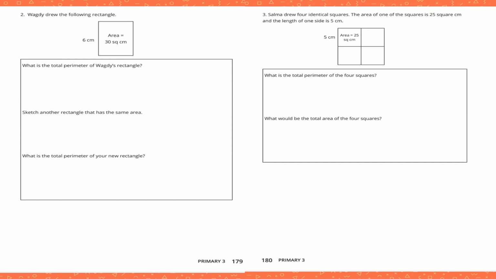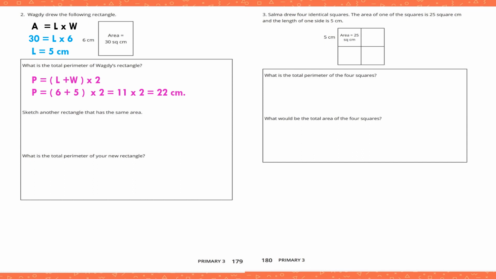Wagdi drew the following rectangle of area 30 square centimeters and width 6 centimeters. So to find the length, we will divide 30 by 6. So it will be 5 centimeters. So what is the total perimeter of this rectangle? Perimeter will be length plus width all times 2. So 5 plus 6 all times 2 equals 11 times 2 equals 22 centimeters.